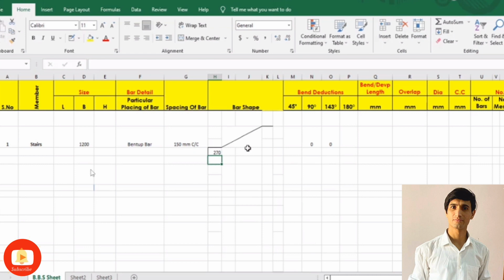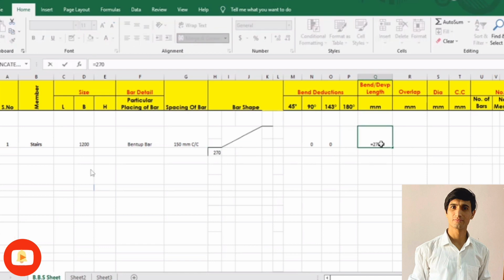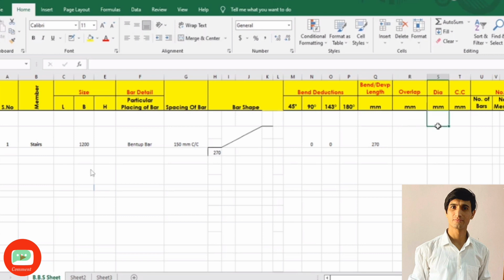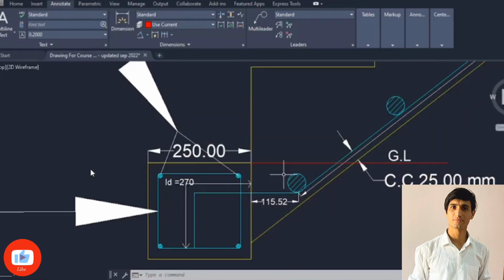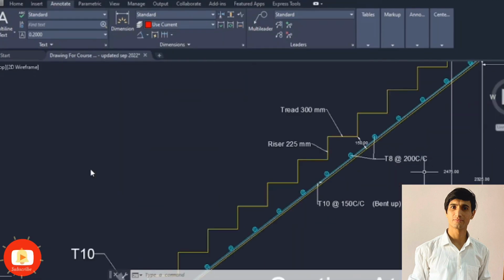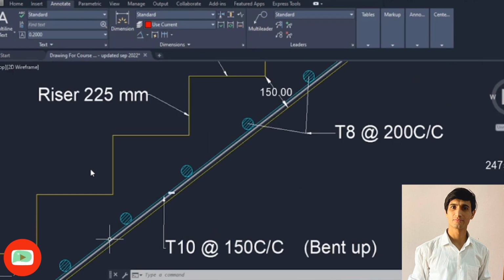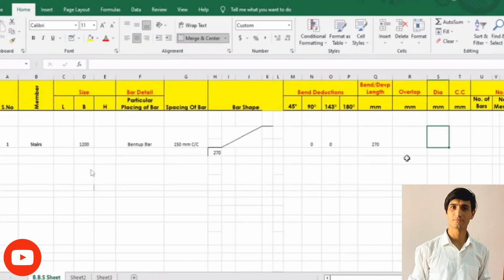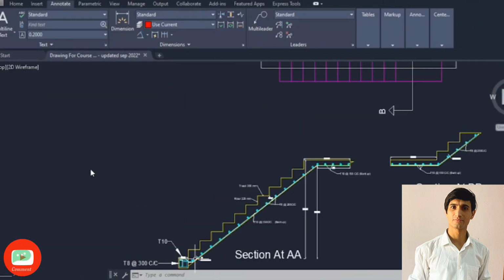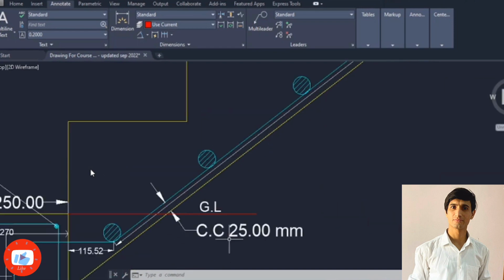Next to it, basically we need to go for the overlap if we have any. So I'll put it here as well, equal to 270, because this is also development length. No need for overlap. And what about the dia of this? The dia we are using over here is 10 mm. Concrete cover is 25 mm in the stair. Let me check it as well over here. Yes, it is mentioned over here, 25.